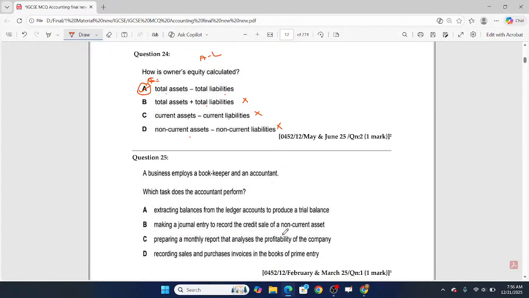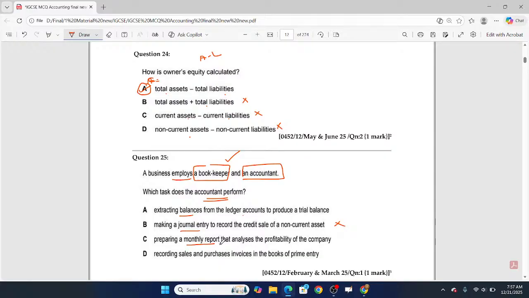And next, a business employs a bookkeeper and an accountant. Which task does the accountant perform? After the preparation of ledger posting by the bookkeeper, the accountant's job will come. Extracting balances from the ledger accounts to produce trial balance? Trial balance is also most probably done by the bookkeeper only. Making a journal entry to record the credit sales of non-current assets? No, journal entries will also be in the hands of the bookkeeper only.